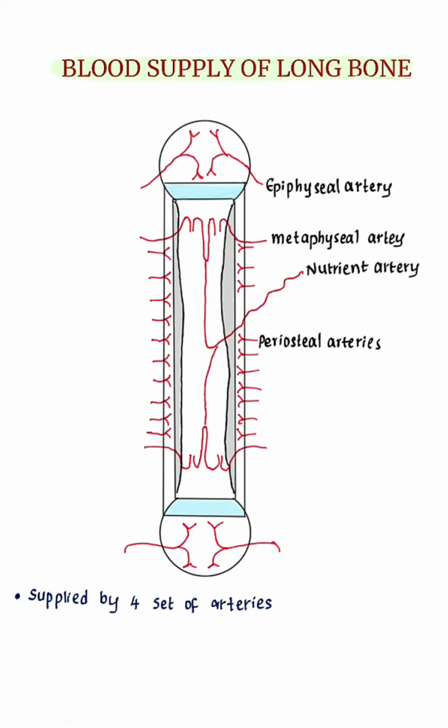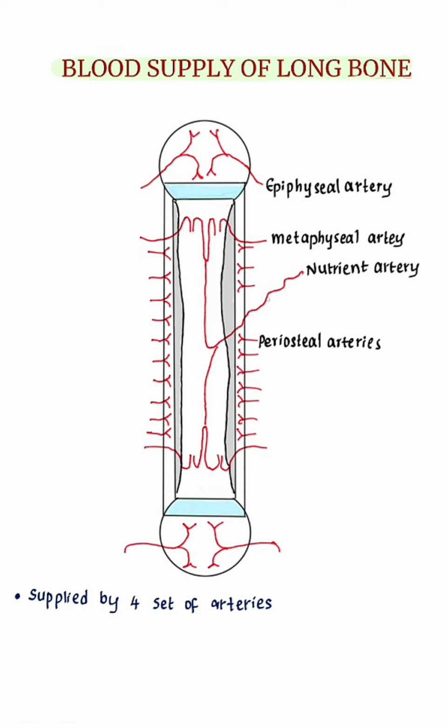Welcome to my channel. In this video we are going to learn about blood supply of long bone. The long bone is supplied by following four set of arteries: nutrient artery, periosteal arteries, metaphyseal arteries, epiphyseal arteries.